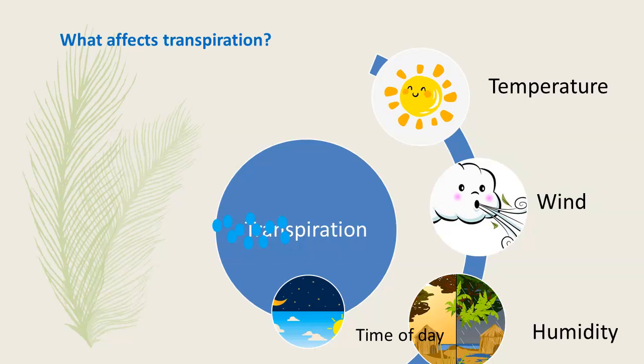What affects transpiration? There are 4 factors explained in your book that affect transpiration. Let us recall. What is transpiration? It is the loss of water. It is affected by temperature, wind, humidity, and time of the day. We will discuss each of these one by one, taking an example.